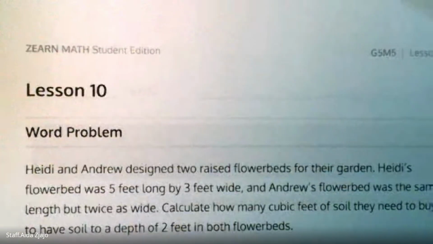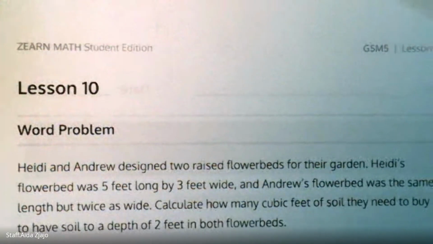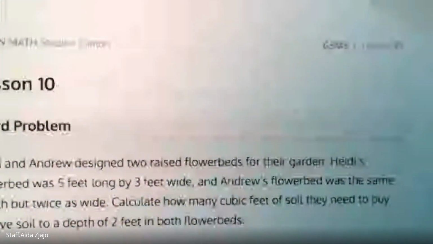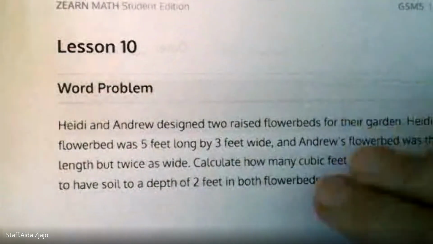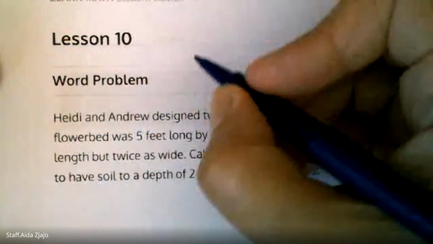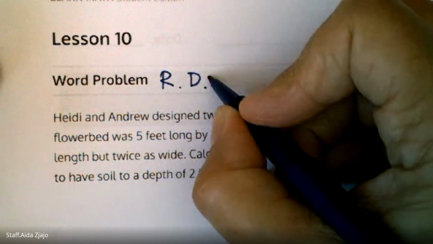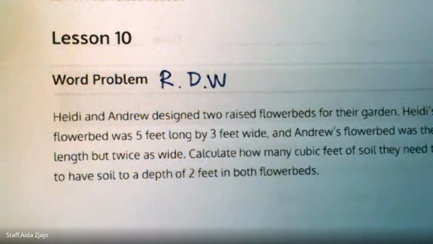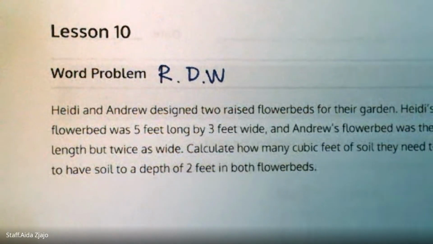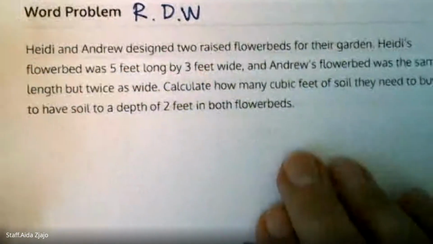Good afternoon. This is Mrs. Z, and it is Grade 5, Mission 5, Lesson 10, Word Problem. We're going to use the strategy: read, draw, and write. So let's see what the Lesson 10 word problem is about.